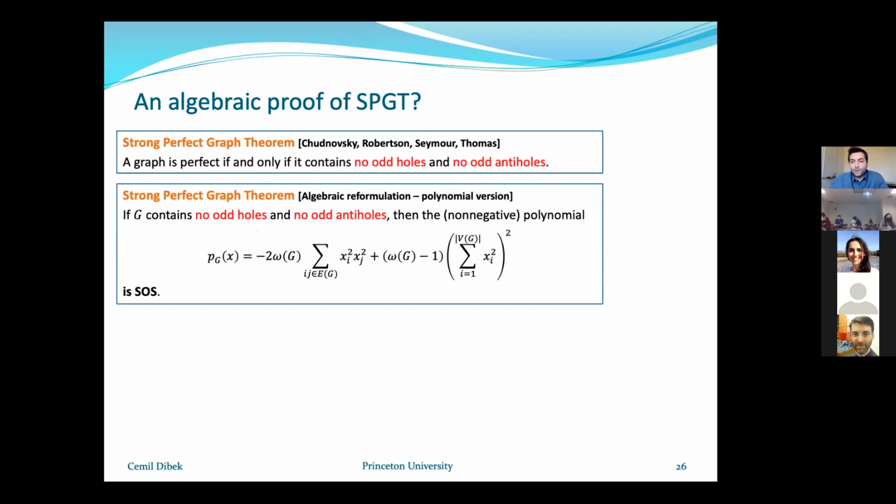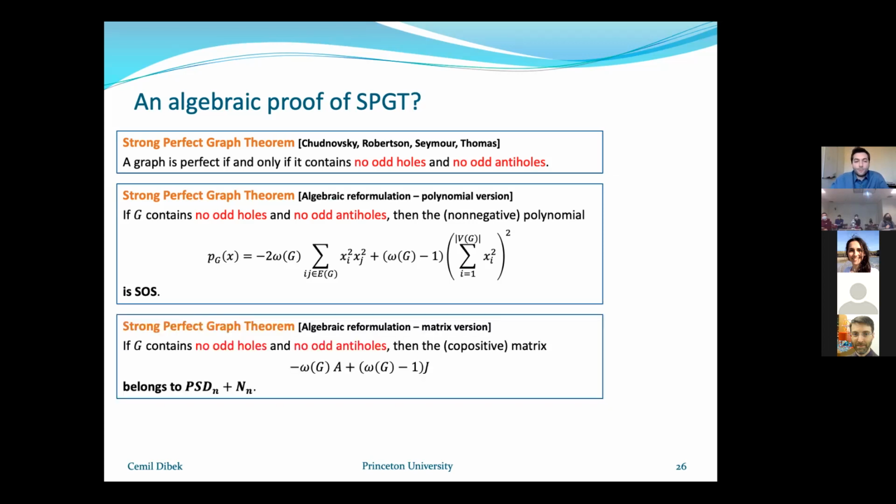And finally, we can be more ambitious and we can try to give a proof of the strong perfect graph theorem, whose combinatorial proof is very long and difficult. As I mentioned, it's more than 175 pages. Again, one direction is immediate, and the other direction reduces to the following beautiful reformulation. It says that if G contains no odd holes and no odd antiholes, then PG(X) is SOS. So that's it. It again reduces to showing that a non-negative polynomial is SOS.